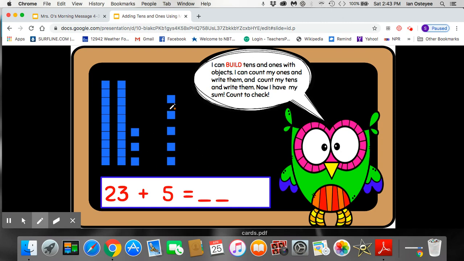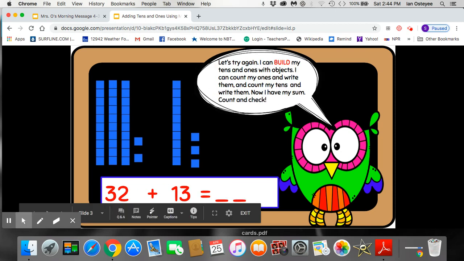1, 2, 3, 4, 5, 6, 7, 8. I have 8 ones, and I'm going to draw that in the ones place. Now count your tens. 1, 2. I have 2 groups of 10, so I'm going to write 2 to show that. The sum of this problem is 28. Let's count to check. 10, 20, 21, 22, 23, 24, 25, 26, 27, 28. I used objects to find the sum of 28.